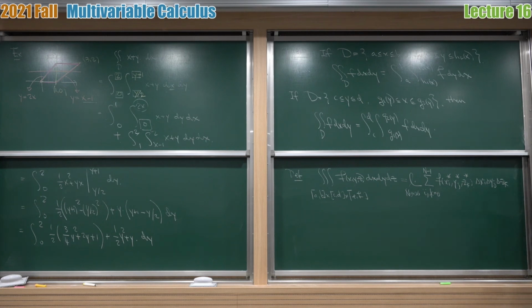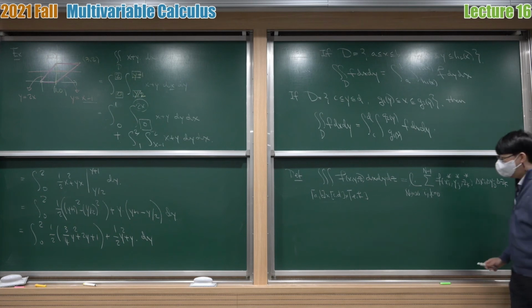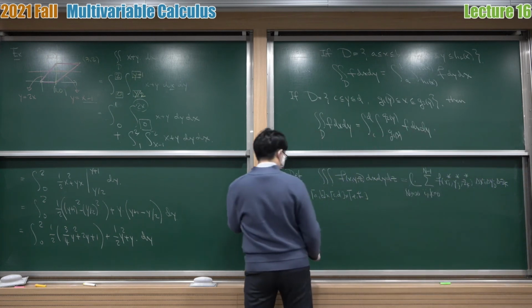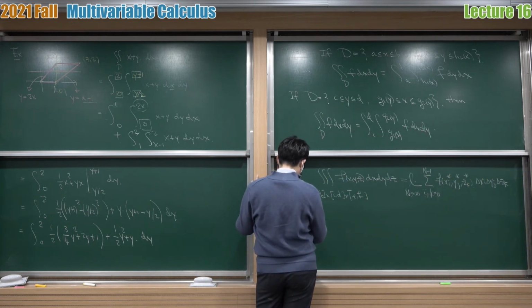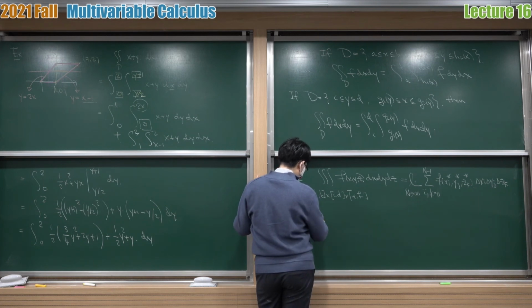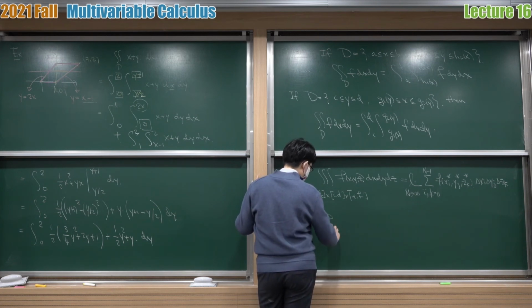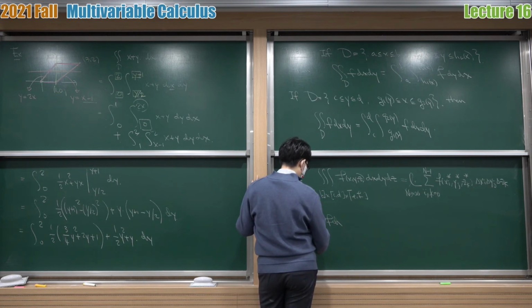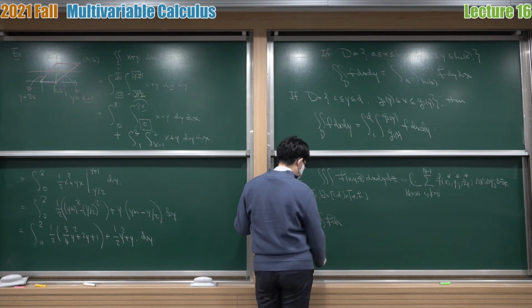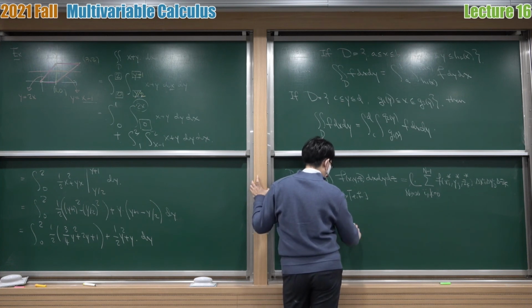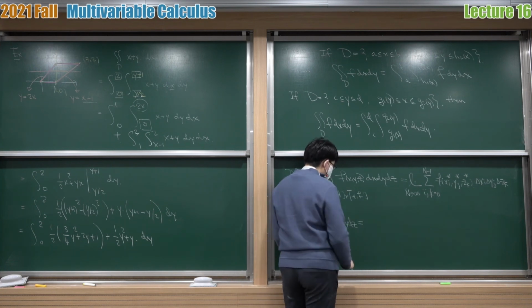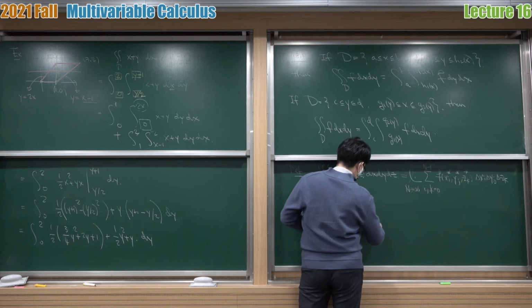We cannot draw it, or you cannot imagine it, but it is somehow the same idea as what we discussed in three-dimensional space. Let me write that as a remark. The triple integral, let's say V here, of f dx dy dz is the volume.